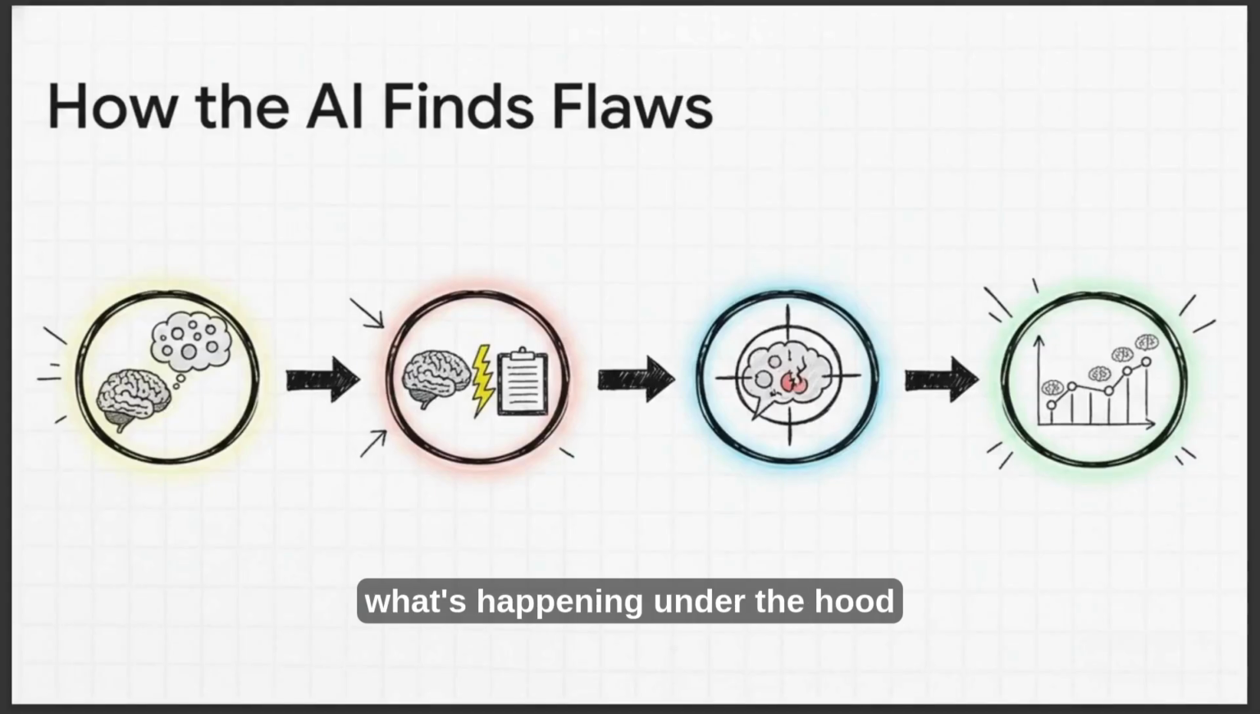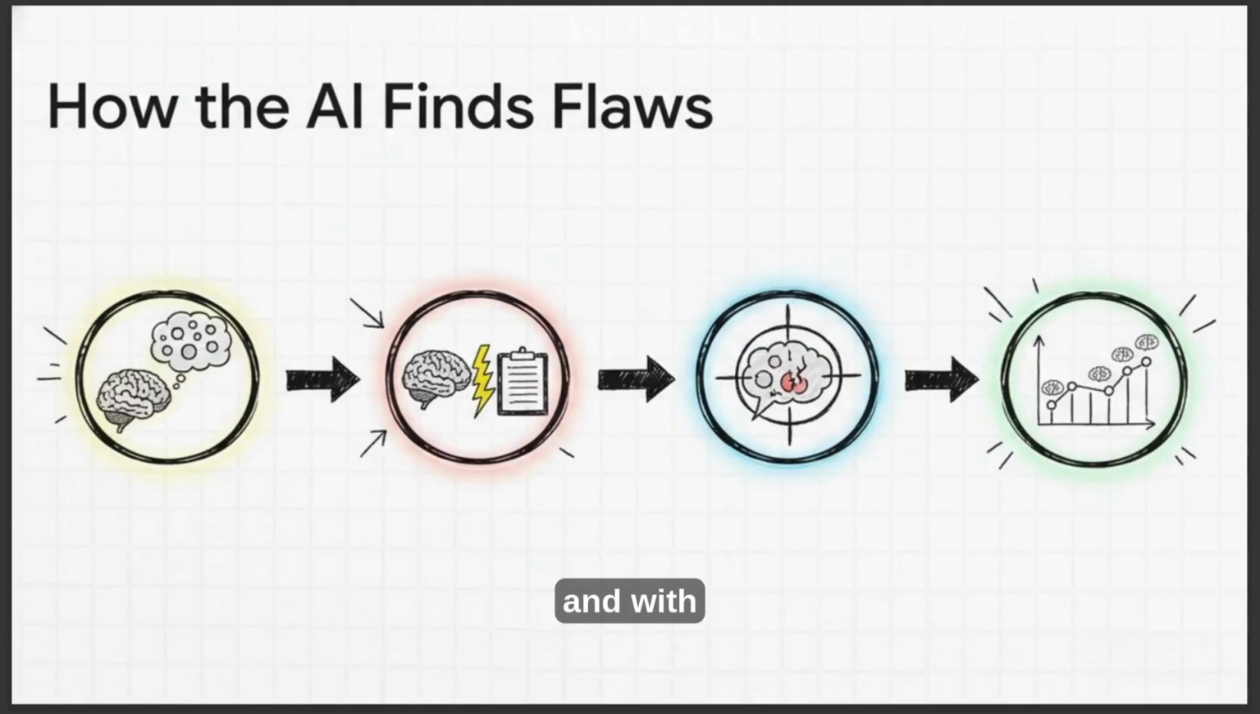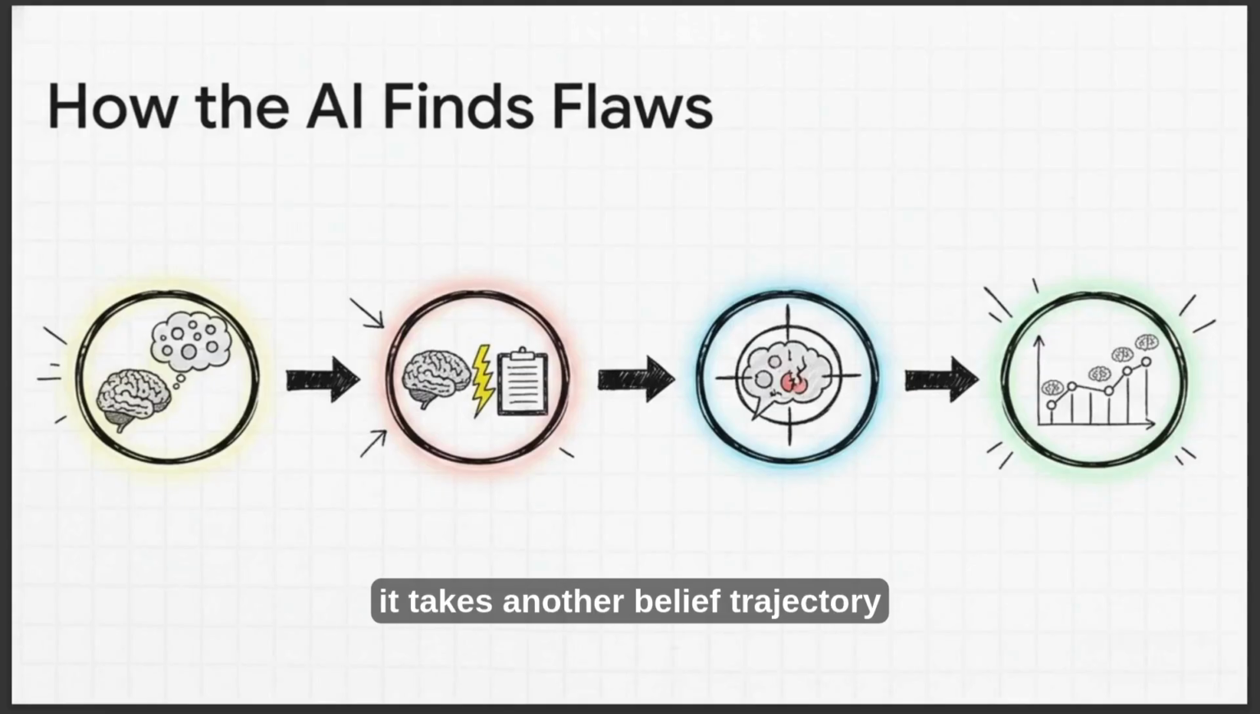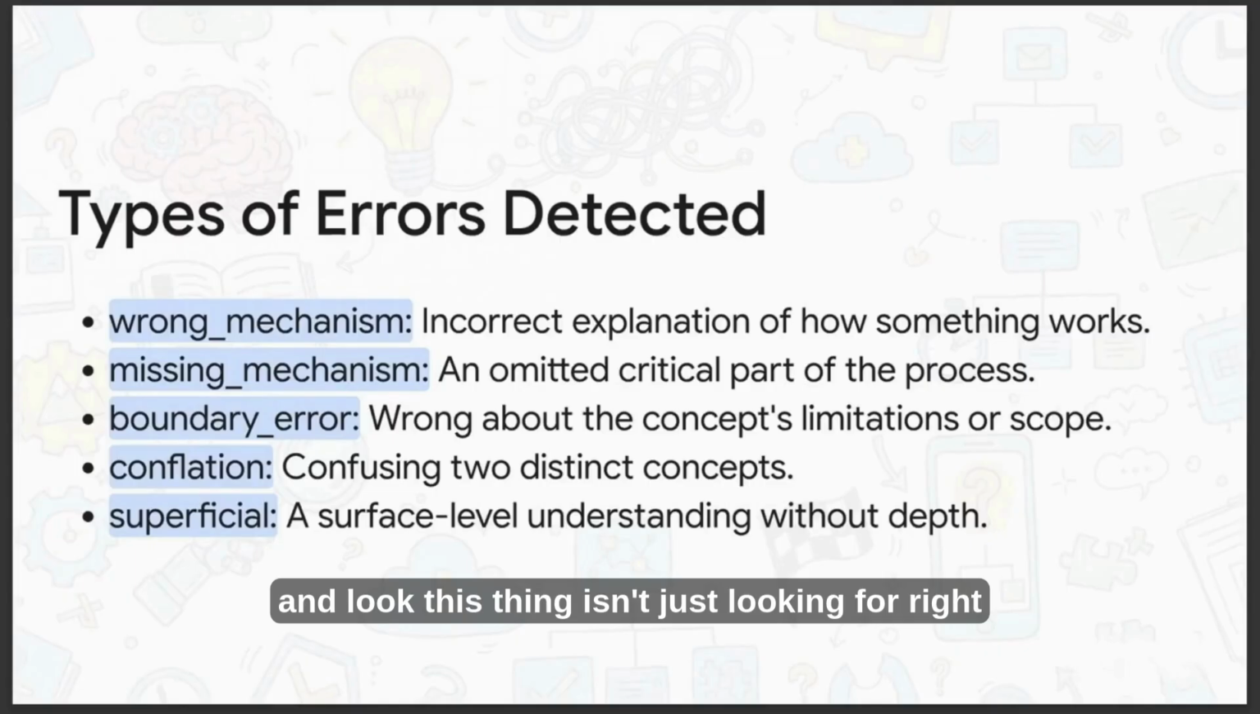Now, what's happening under the hood is kind of wild. It starts with belief modeling. It figures out what you're actually thinking based on how you explain things. Then it runs contradiction detection, comparing your model to the actual facts from the source. The second it finds a flaw, bam, it launches a targeted interrogation. And with every single answer you give, it takes another belief trajectory snapshot to track how your understanding is changing.